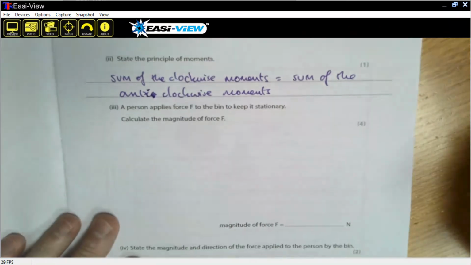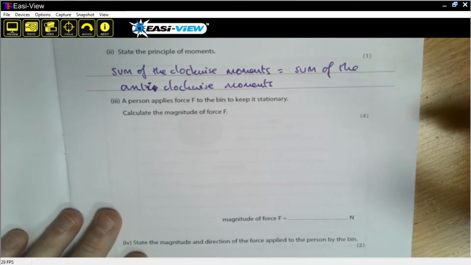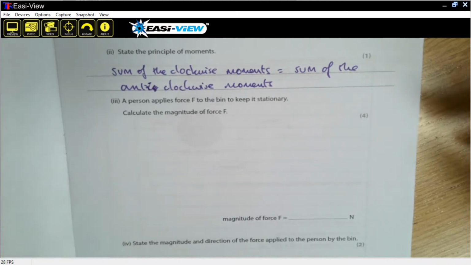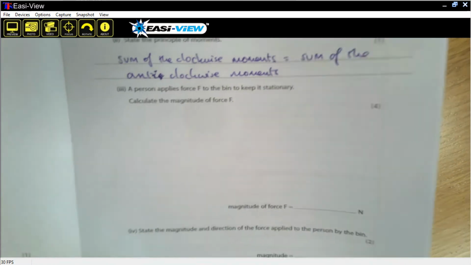There were other ways of expressing this, less well. So one or two of the ones I marked answered this, but didn't quite say the sum of. It really needs to be the sum of all of the clockwise moments and the sum of all the anti-clockwise moments to get the mark.